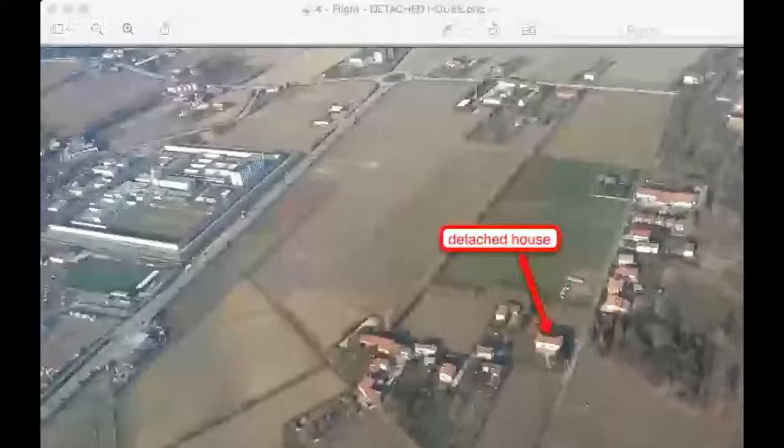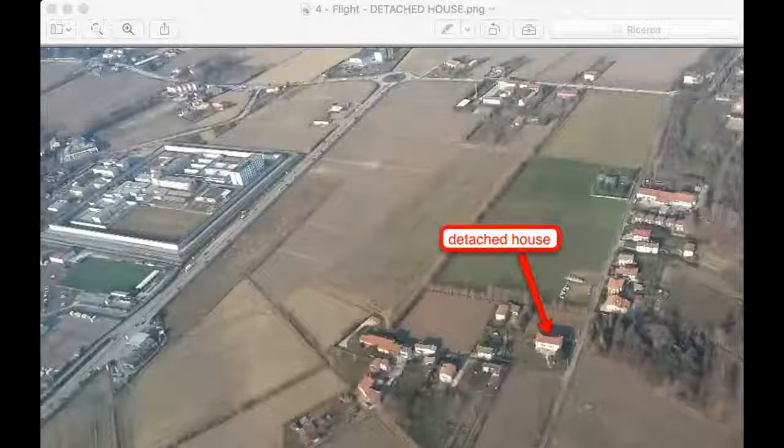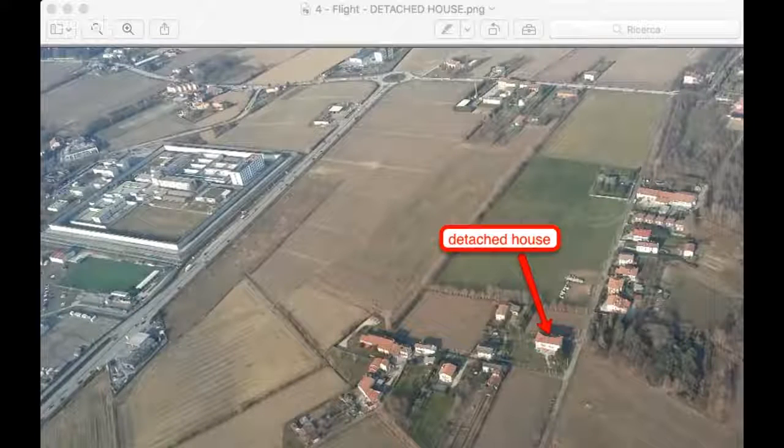Okay, to distinguish, I also have a picture of a detached house. A detached house is a single house. In England, we have detached houses, but we also have semi-detached houses, which are one big house divided into two for two families.